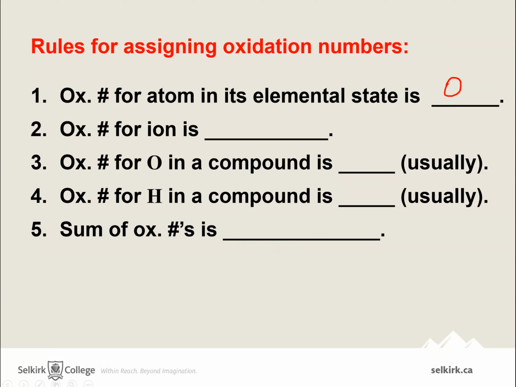All right, rule number 2, the oxidation number for an ion. Well, what's the definition of oxidation number? It's the charge the ion would have if it were ionic. So when it is ionic, the oxidation number is just the charge on the ion.